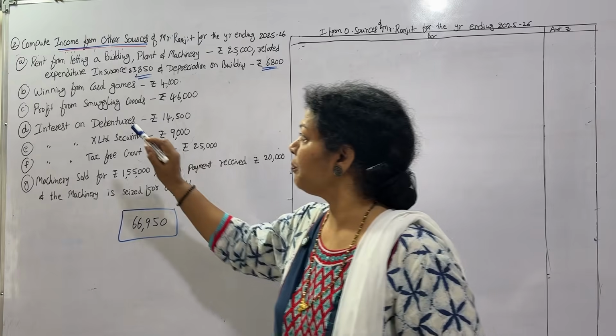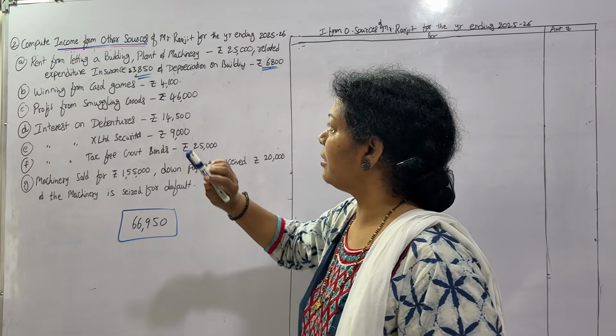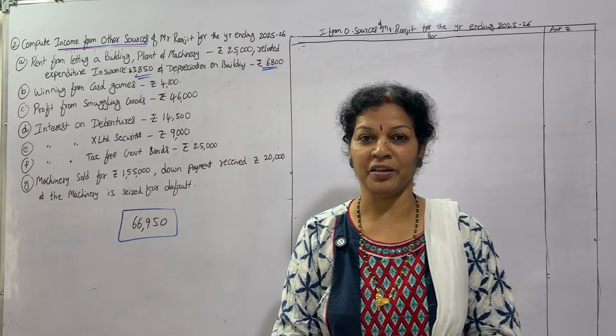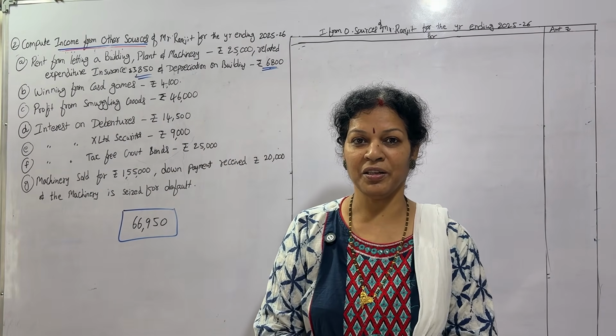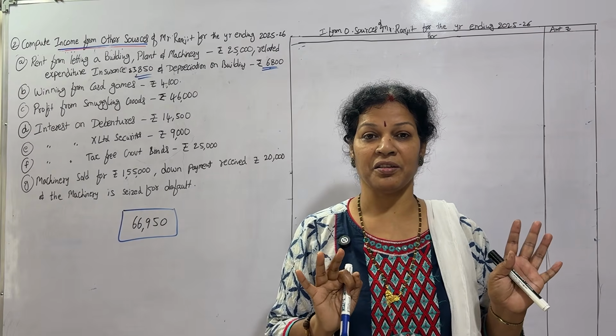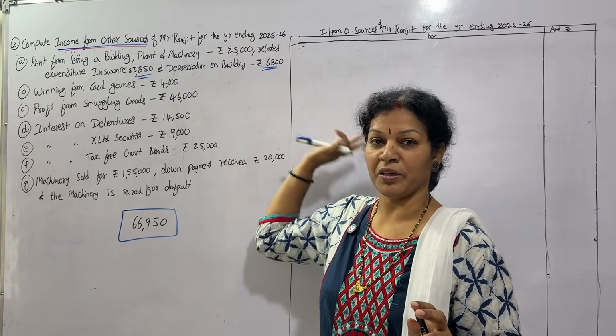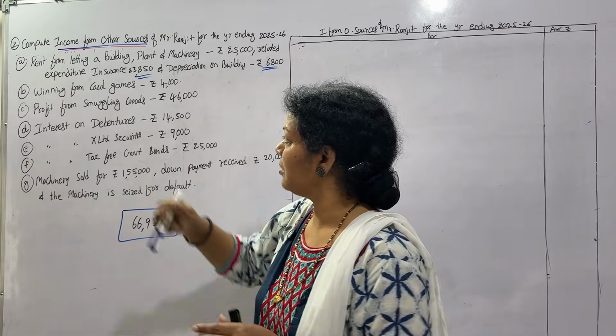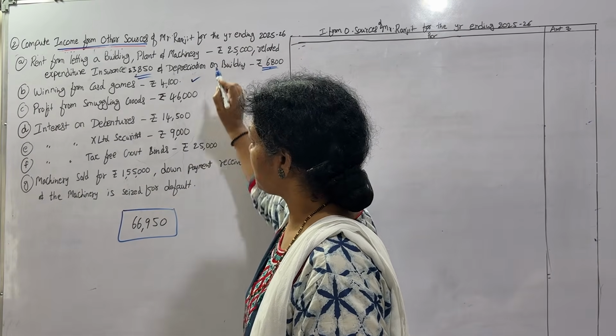Now second one, winning card games, 4,100. It is a very small amount, so the total amount we consider, right? So 4,100 we are going to take. This is income from other sources.